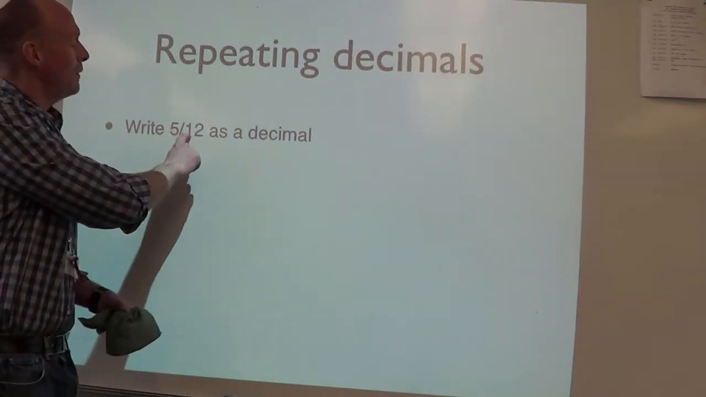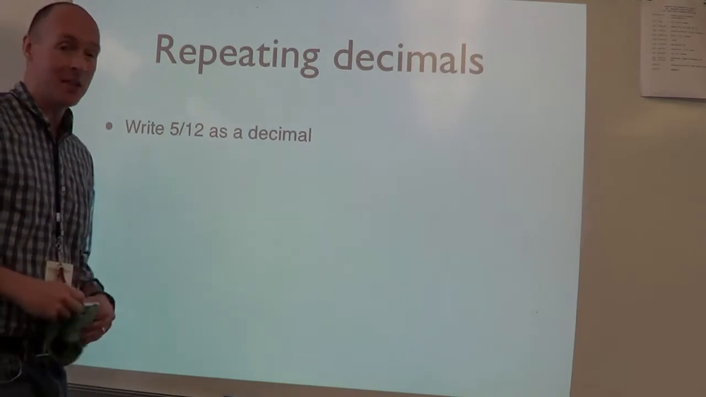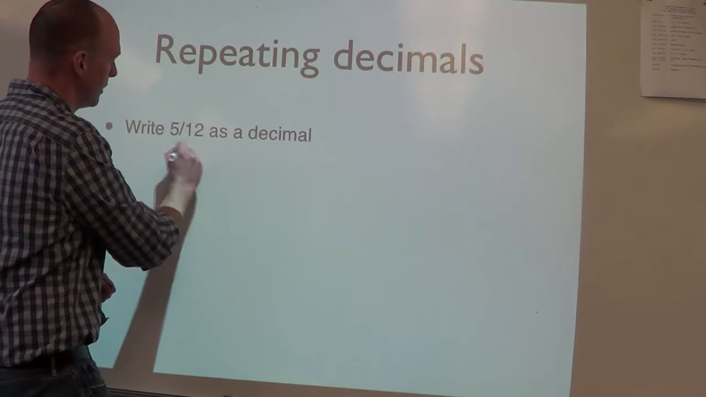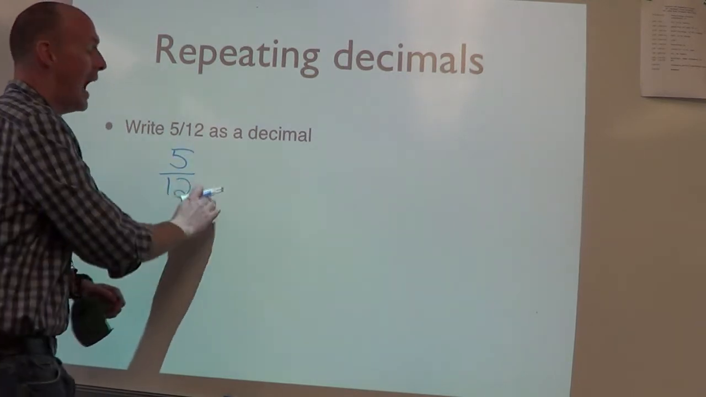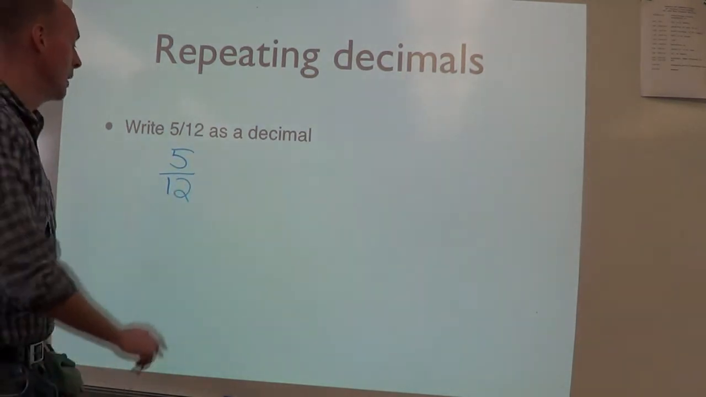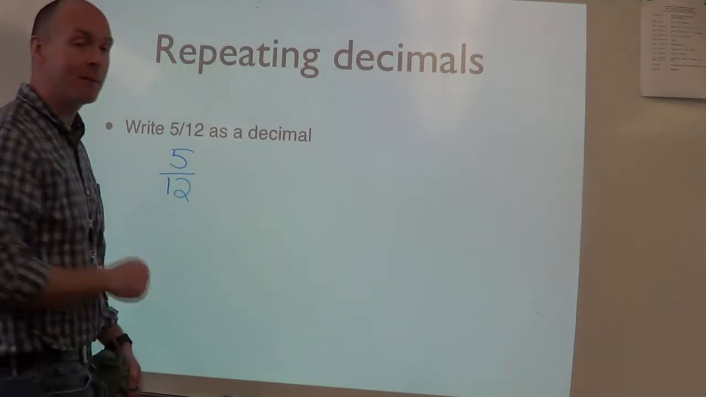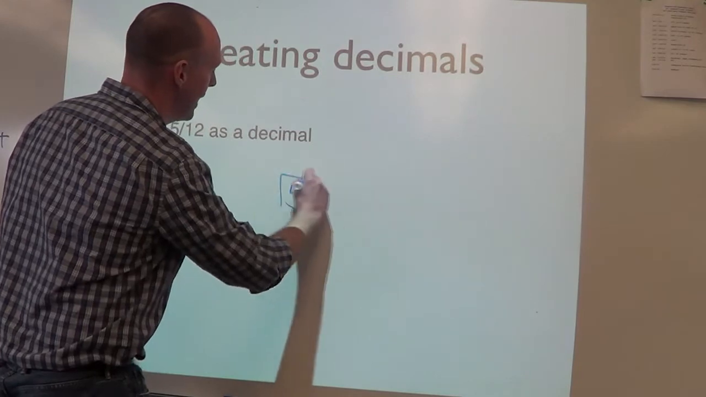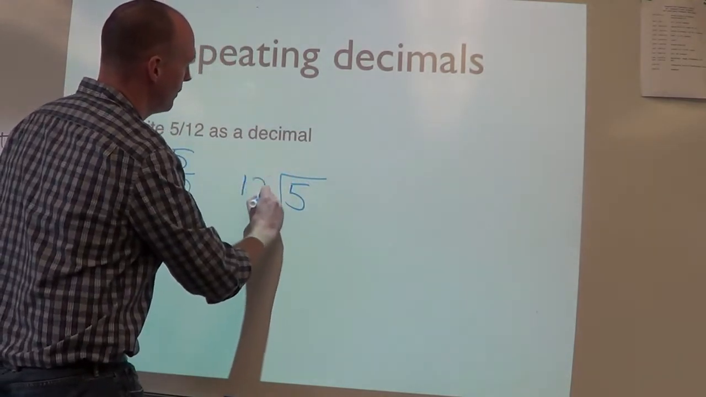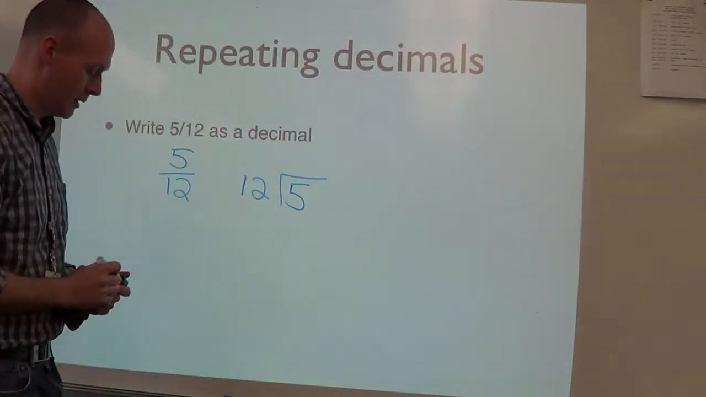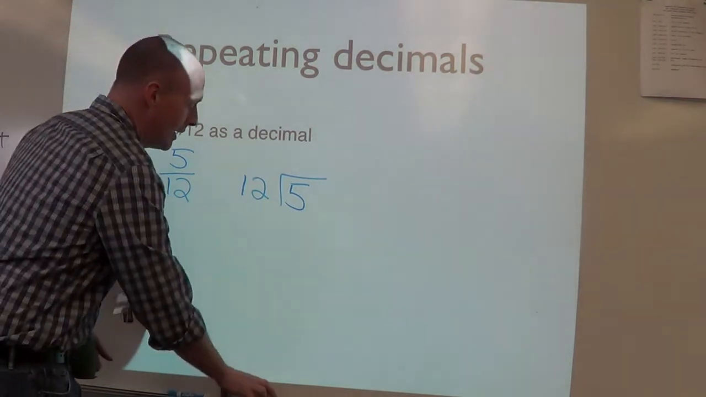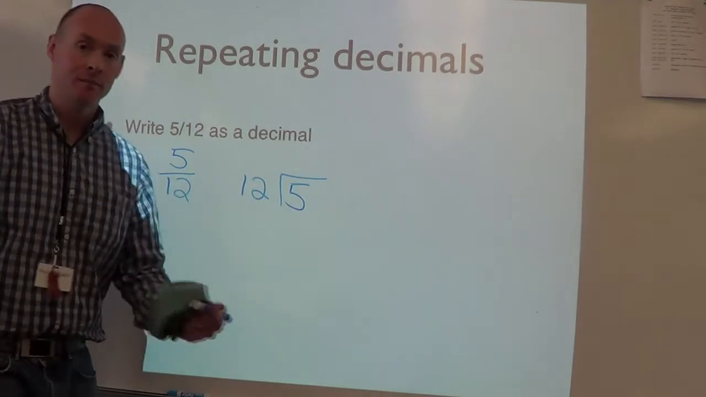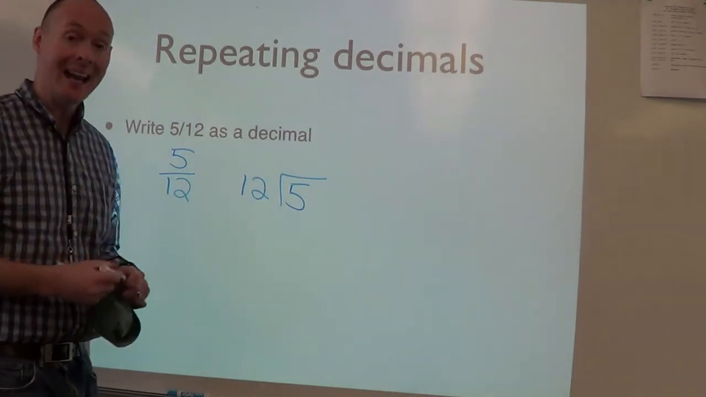Write 5/12 as a decimal. So, here's what we'll do. 5/12. How do I turn that into a decimal? Divide the numerator by the denominator. So in this case, 5 is going to go inside the house, divided by 12 outside the house. Now looking at this right away, 12 goes into 5, it can't. So what do we do? Annex the 0.